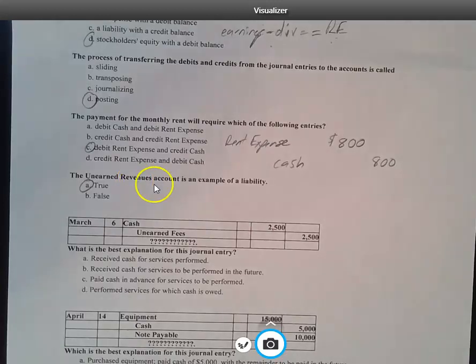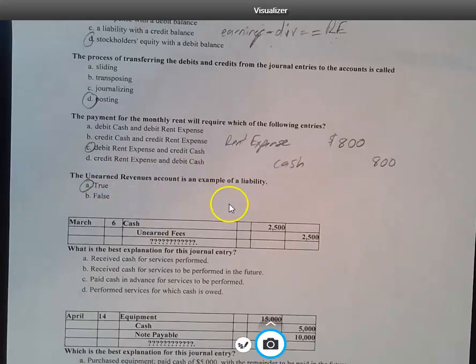They are a balance sheet account, specifically a liability. All right, next question. It says, what is the best explanation for this journal entry? On March the 6th, we have cash received of $2,500 and unearned fees for the same $2,500.